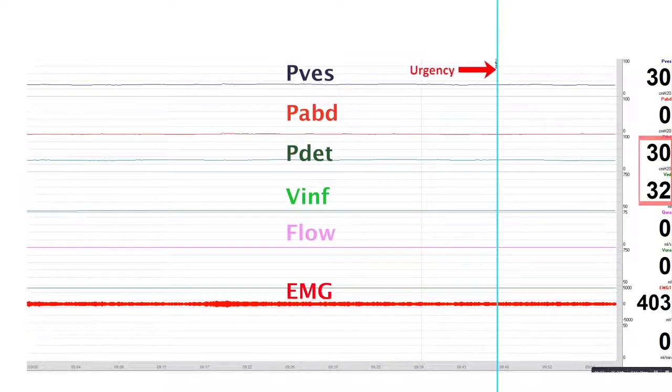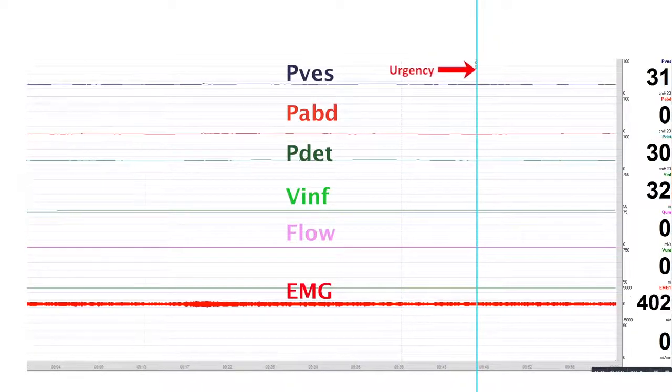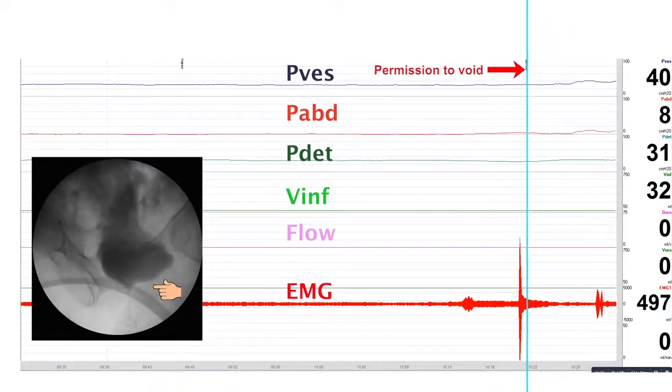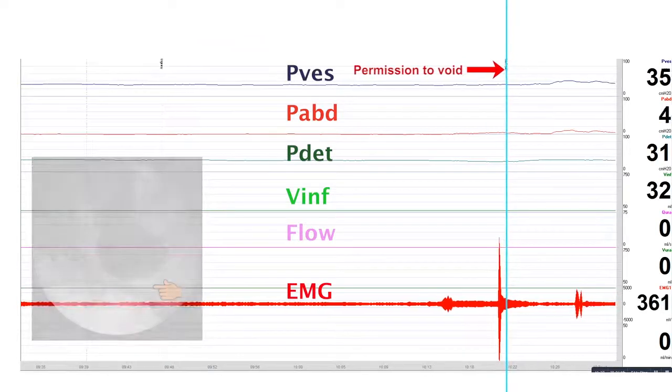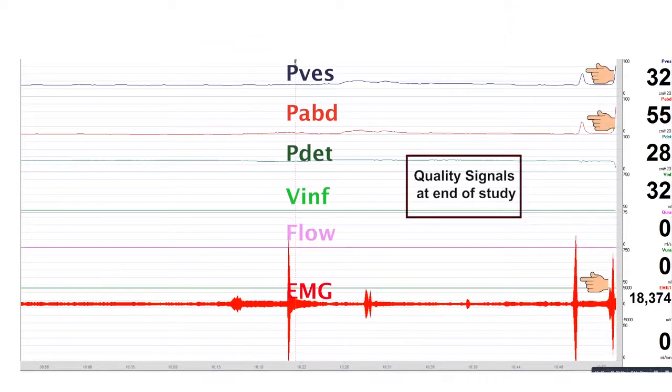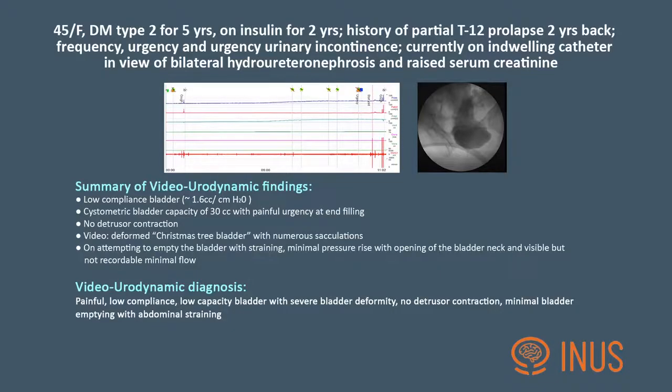Filling is being terminated and she has been asked to void. She is trying to void with some abdominal effort. Minimum flow is visible but not recordable. This lady has a painful, low compliance, low capacity bladder with severe bladder deformity, no detrusor contraction, and minimal bladder emptying with abdominal straining.